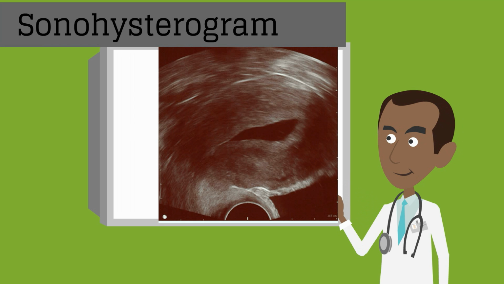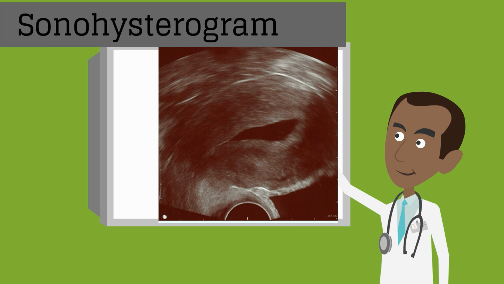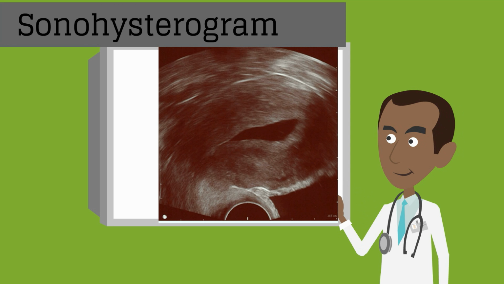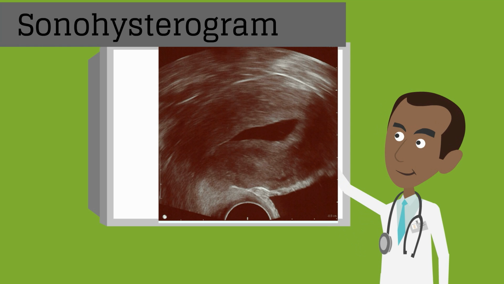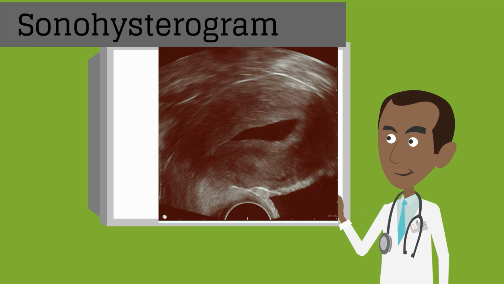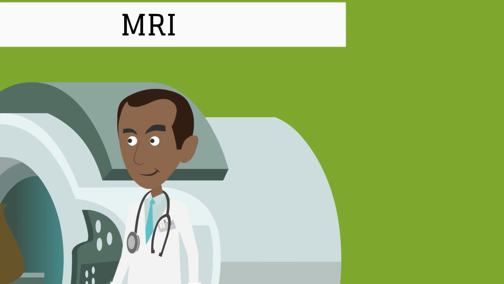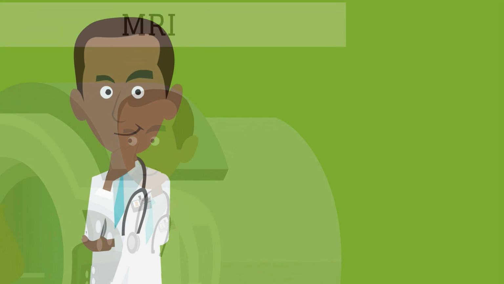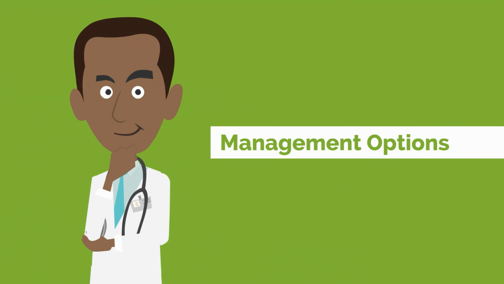A sonohysterogram can help to characterize the percent of a fibroid that is in the endometrial cavity in order to determine whether hysteroscopic resection of a fibroid is feasible. Occasionally, an MRI can be useful to better visualize the exact size and location of the fibroids. Let's now move to management options, and remember that most women do not require any treatment, especially if the fibroid is small and found incidentally on imaging study.